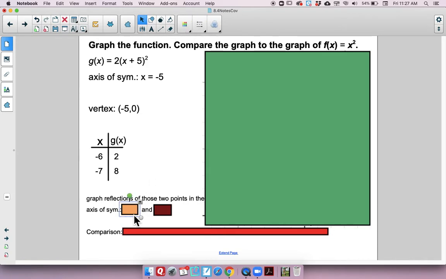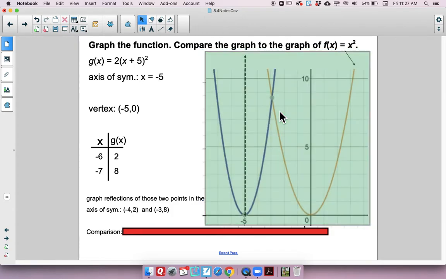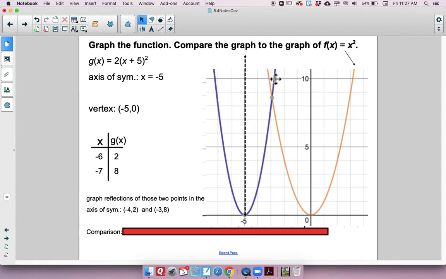So if you did that, you should have gotten -4, 2 and -3, 8. So on your graph, you draw your parabola in. Now that you have the 5 points to give it some good shape, you should have had this here in bluish purple. Notice how it is steeper, like we said it would be, because a is 2, which is greater than 1. And also, we said it would be a translation 5 units over.